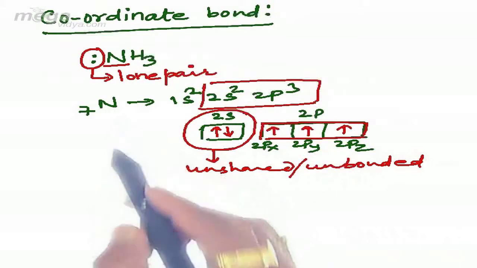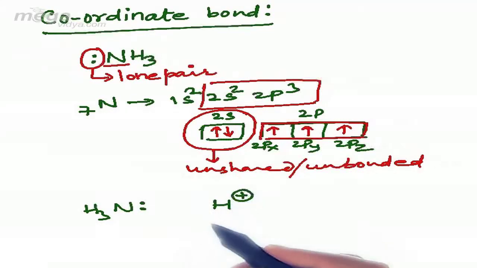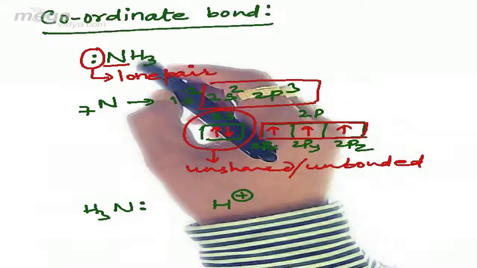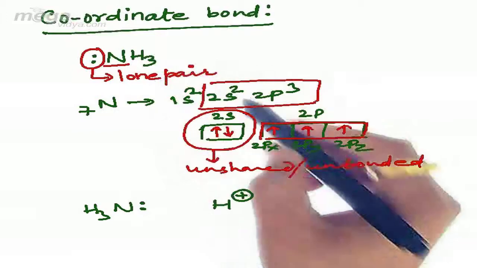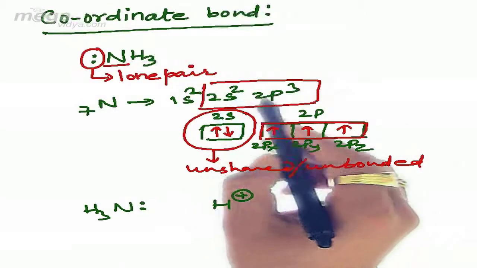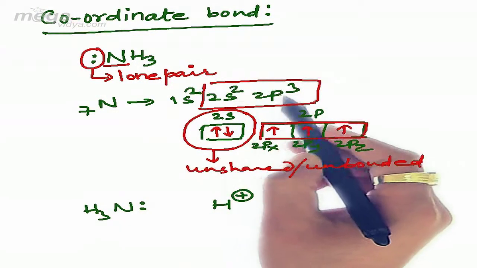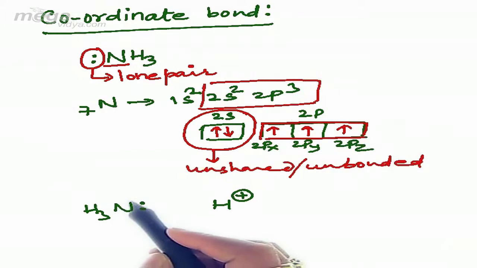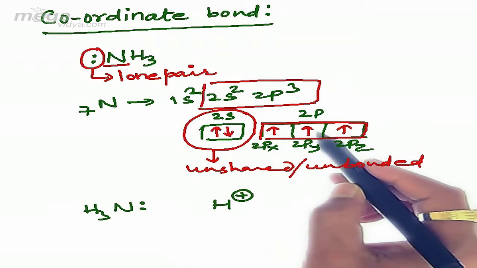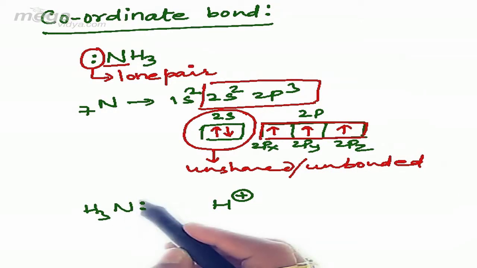Now if an electron deficient species like H positive approaches NH3, then we find that when nitrogen undergoes bonding with 3 hydrogen atoms, it will have a complete octet, because it has 5 electrons, 3 plus 2, and 3 electrons will be shared with hydrogen, so in total it will have 8 electrons. That means nitrogen in NH3 will have no tendency to undergo further bonding, because its octet is already complete by the 3 hydrogen atoms, but it has a pair of electrons which are unshared.